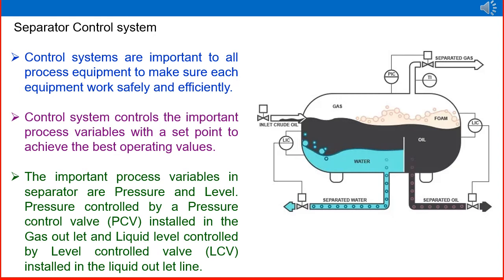We have to control the pressure of the gas, for many reasons that we will discuss later, and the pressure is controlled by a pressure control valve. Not only the pressure control valve, it is a control loop that we will explain later. In the figure, there is one valve near the gas outlet. You can see that one. That valve is a PCV, and the liquid level is controlled by an LCV. On the bottom side, in the oil side, you can see one valve, that is called the LCV.